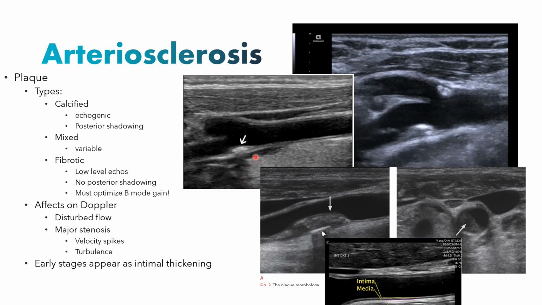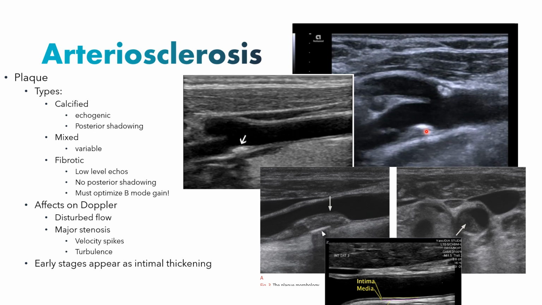They can be smooth, they can be rough, they can be a number of different appearances. These are most often going to start at the bifurcation, where the walls of those vessels are going to experience the most disturbed flow, and so that's where you're going to see those originally. So here you see at the carotid bulb, you're seeing the internal and external, both are getting a little bit of plaque in there.